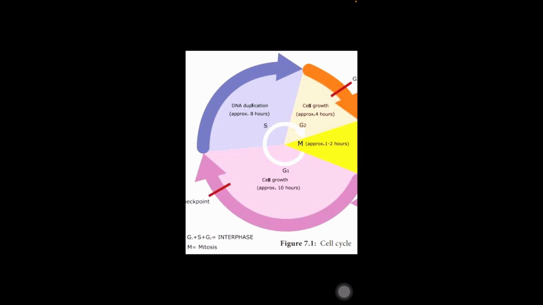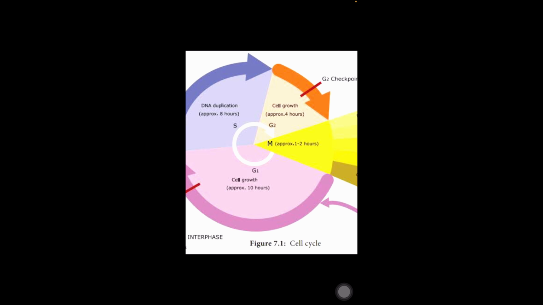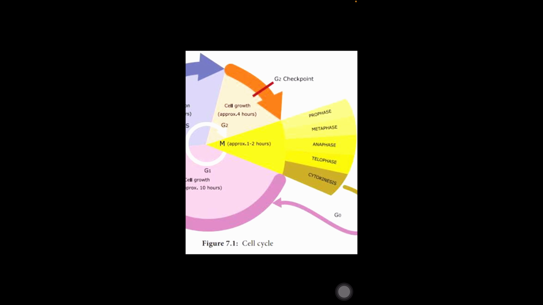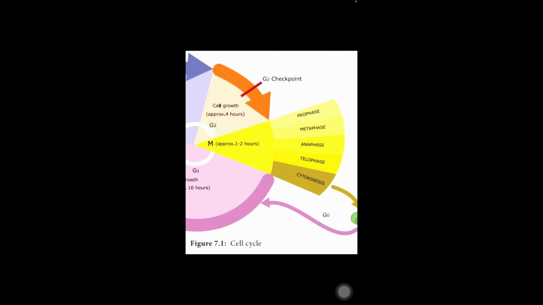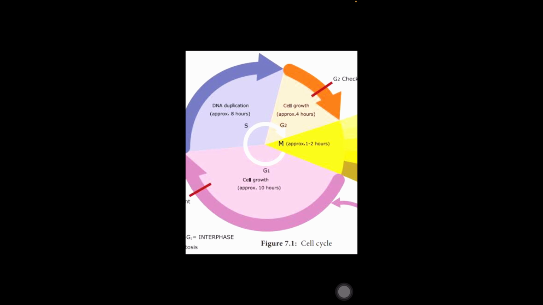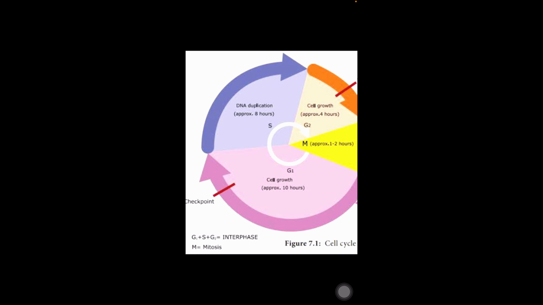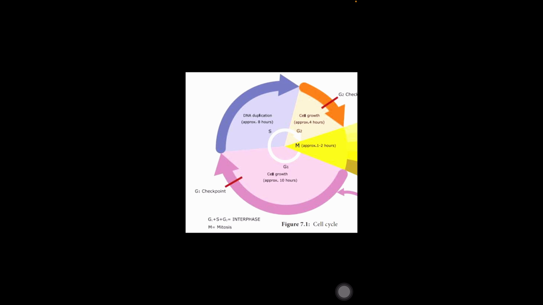All right, so let's look at it. Your DNA duplication or replication takes approximately 8 hours in the S phase, and the G2 phase, of course, the cell growth too, approximately 4 hours. And we have 1 to 2 hours in the M phase, whereby we have the prophase, the metaphase, the anaphase, the telophase, and the cytokinesis. And also we have the G1 phase taking approximately 10 hours. And of course, we have the G1 checkpoint. All right, so let's take notice of this.